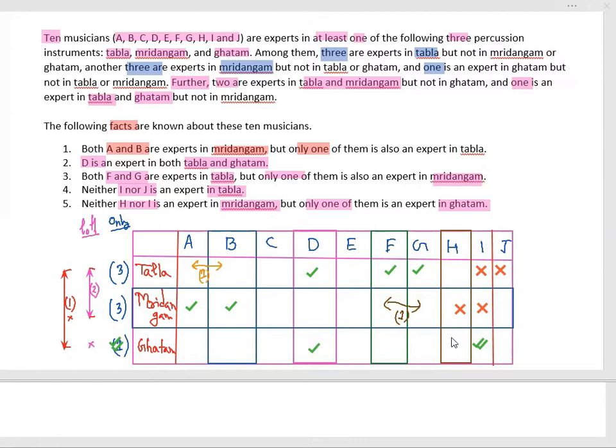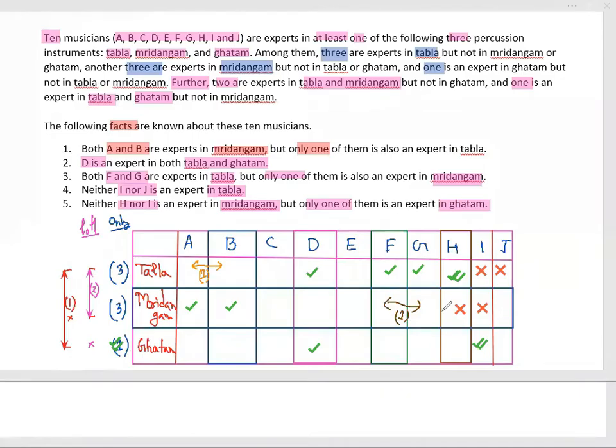Again, only one of them is in gatham. Due to that, H cannot be in this part. So H needs to be only in this part, and this would be the single one. So I am giving a double tick, and double tick means I can say one of them is done, two others are pending for the tabla part.